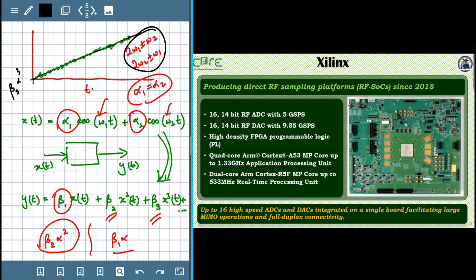First of all, Xilinx. Xilinx has been producing direct RF sampling platforms since 2018. The first generation of its RF SoC platforms had 8 DACs and 8 ADCs supporting direct RF sampling rates of up to 6 gigasamples per second. The current generation of Xilinx RF SoCs have up to 16 RF ADCs and DACs with 14-bit resolutions and sampling rates of 5 gigasamples for ADCs and 9.85 gigasamples for DACs.